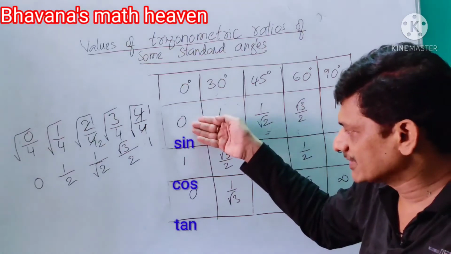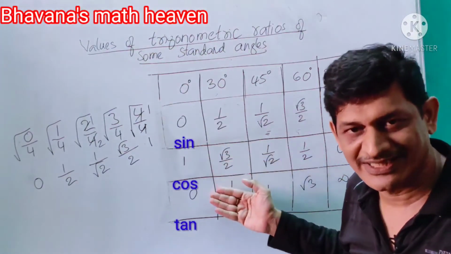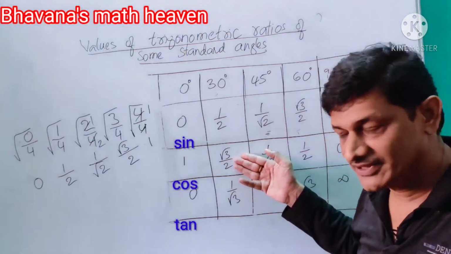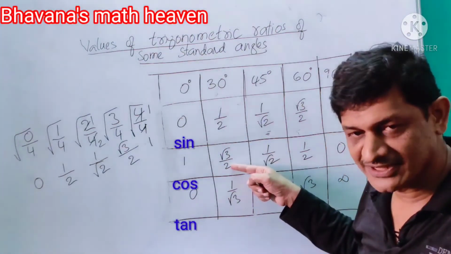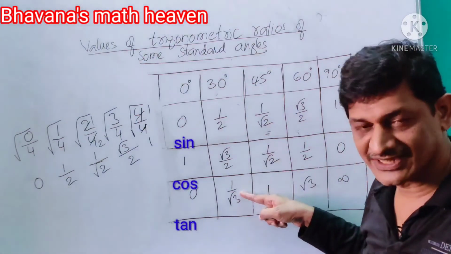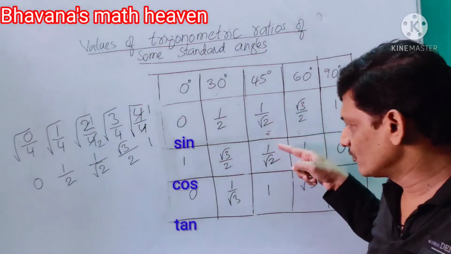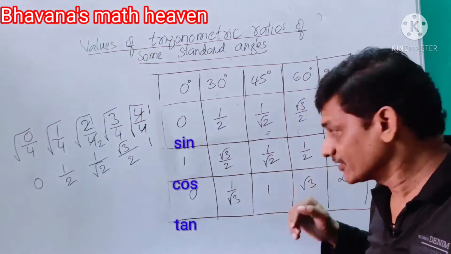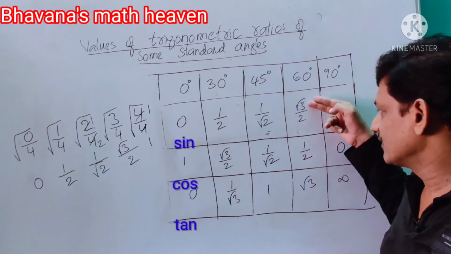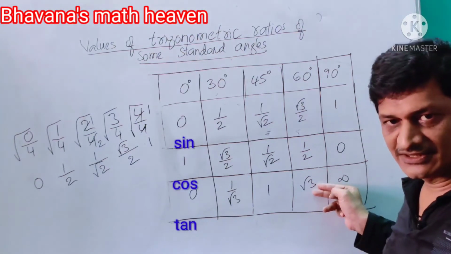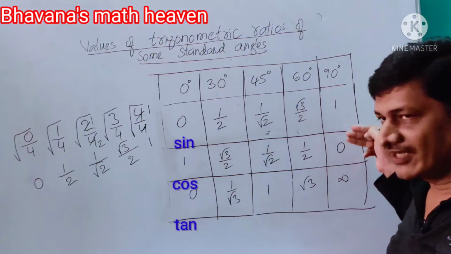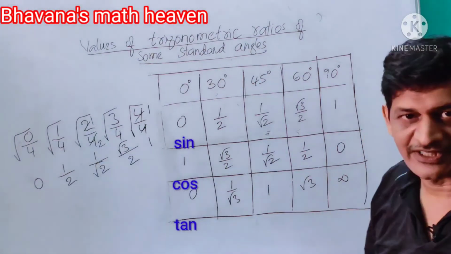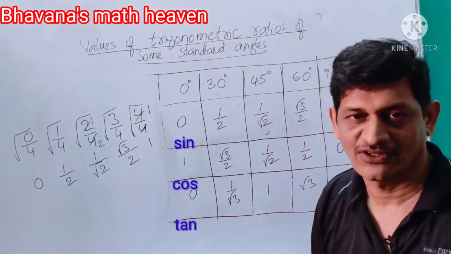And on dividing the sine values with cos values, you get tan values. 0 by 1 is 0, and 1 by 2 by root 3 by 2. Here the 2 gets cancelled, the equal denominators get cancelled. 1 by root 3 remains, that is the tan 30 value. And 1 by root 2 by 1 by root 2, both are equal values. Their quotient is 1. So tan 45 is 1. And here 2 gets cancelled. Root 3 by 1, that is root 3. This is the tan 60 value. And 1 by 0. So division by 0 doesn't exist, so it is not defined. Tan 90 value is not defined.